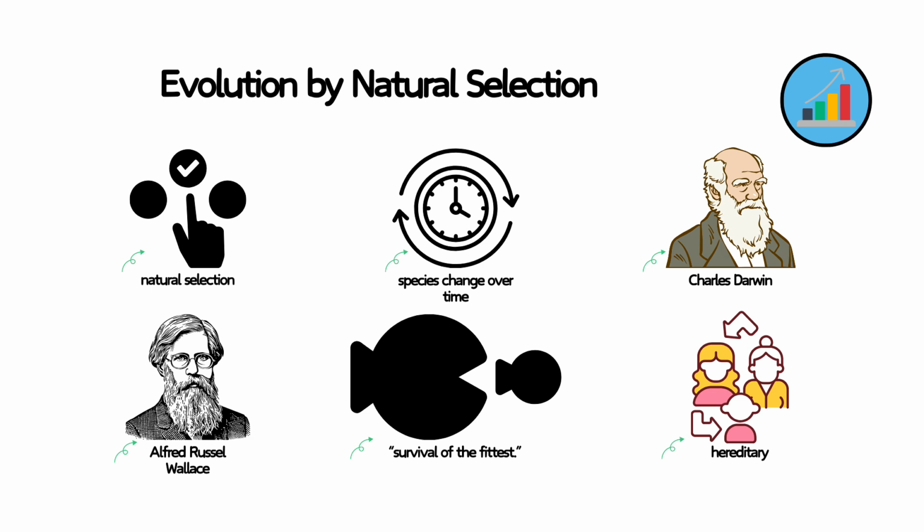In any given environment, certain traits become advantageous, helping the organism to survive and reproduce. For example, a bird whose beak shape lets it access food that others can't will have a better chance of surviving when food is scarce.